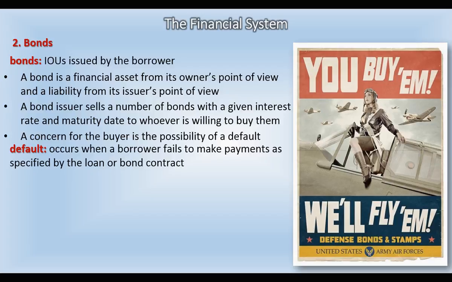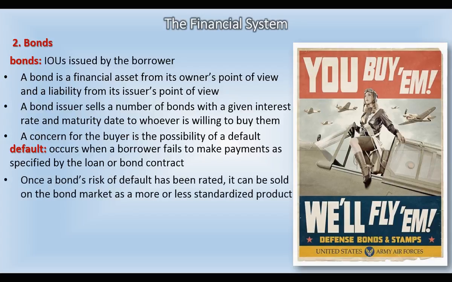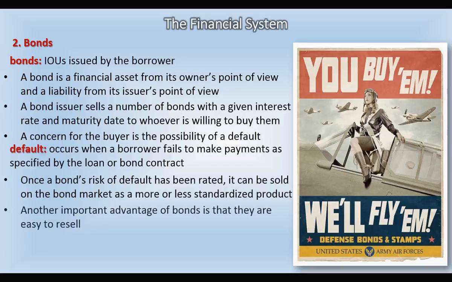But anyway, defaults occur. So once a bond's risk of default has been rated by these credit rating agencies, Moody's is one of them, Barclays is another, there's a couple others, it can be sold on the bond market as a more or less standardized product. So there are markets where bonds are bought and sold. So you don't just issue a bond and sell it to somebody and that's it. Whoever owns the bond, which again is an asset, can then go and resell it to somebody else. So obviously there's a lot of that going on.